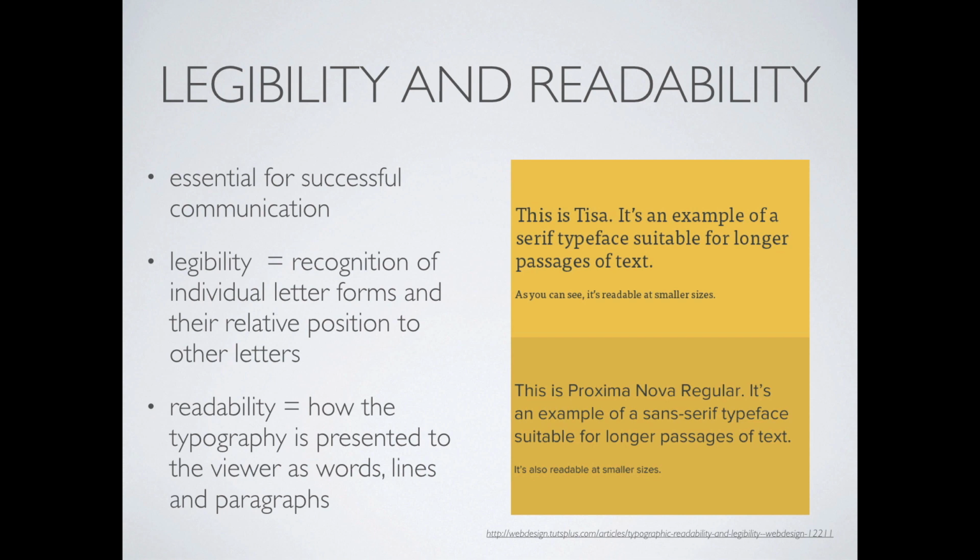Legibility and readability. These are both essential for communication of your ideas and your passages of text. Legibility refers to the recognition of the individual letter forms and their relative position to the other letters. So this has to do with the letters themselves. Are they legible? Can I distinguish what the letters themselves are? Readability, on the other hand, is how the words and sentences flow together. How easy is it to read? So we've got individual letter recognition is legibility. Readability is the words themselves, the sentences, the paragraphs.